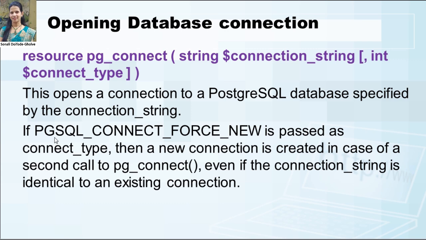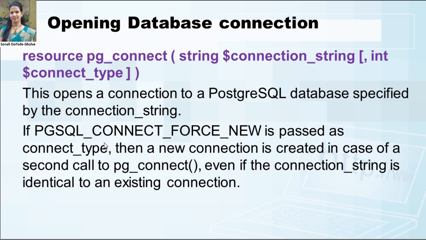If PGSQL_CONNECT_FORCE_NEW is passed as a connection type, and this second parameter is an optional parameter, then a new connection is created in case of a second call to pg_connect.